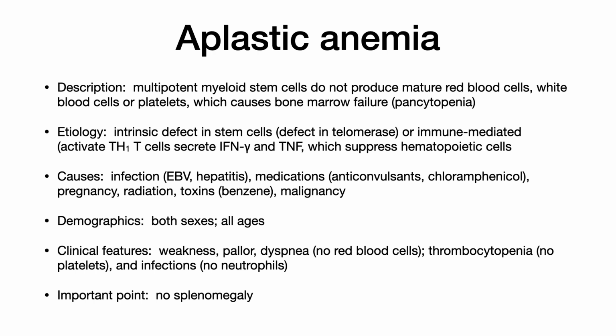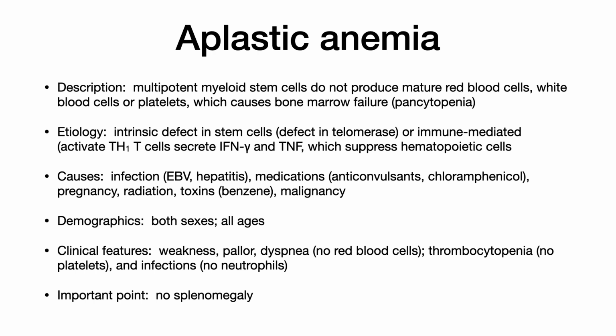Medications can do it. Here are some: anticonvulsants, chloramphenicol. You can see it in pregnancy, radiation, certain forms of toxins, benzene was one, and malignancy. So there's a wide range of things where it just wipes out the bone marrow. Both sexes, all ages, because you can probably tell there are so many different underlying causes of it. One thing I think is really neat about when disease affects the bone marrow, whether it's aplastic anemia or an infiltrative disease that's wiping out the bone marrow, you can always figure out the way it presents by just thinking of what's there.